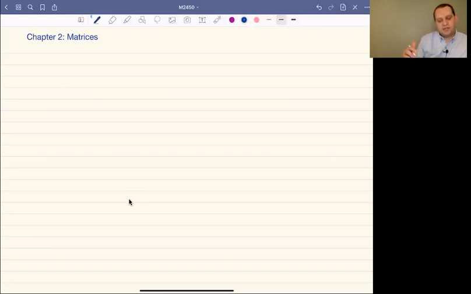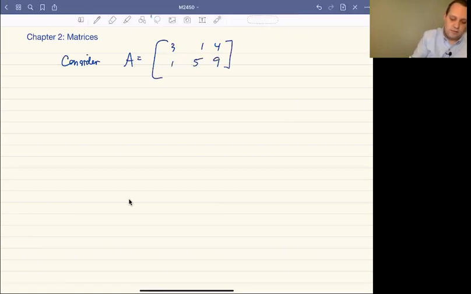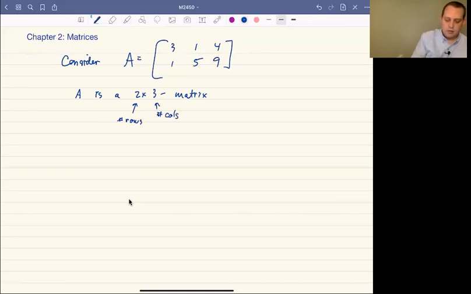And let's just start by considering a matrix A, which is going to be the matrix 3, 1, 4, 1, 5, 9. So here we have a matrix that has 2 rows and 3 columns. We say that A is a 2 by 3 matrix. So it's always the number of rows that go first, the number of columns that go second. Okay, so A is a 2 by 3 matrix.